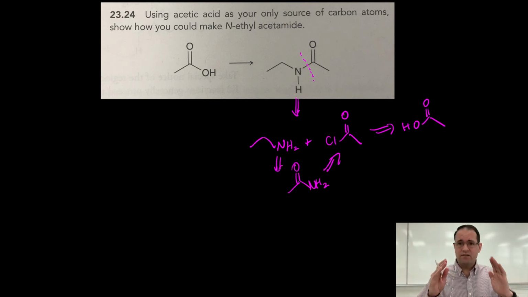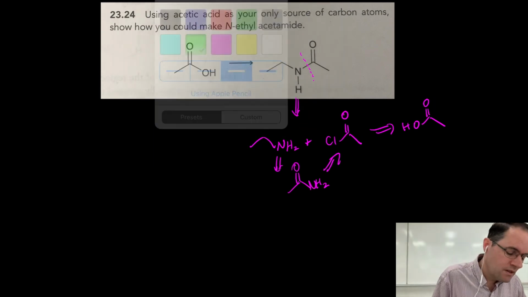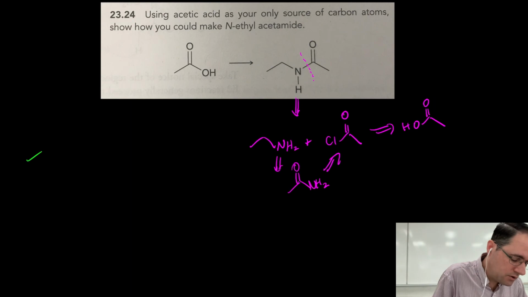We're going to convert acetic acid here into that amine and convert the acetic acid into the acid chloride, and then those two will merge together or converge and give you the product, okay? So this is how I would write the solution to this.